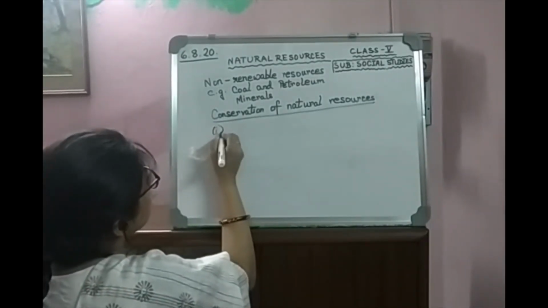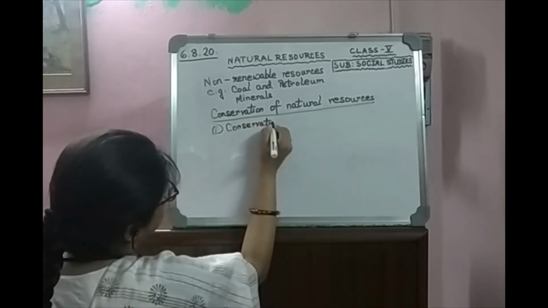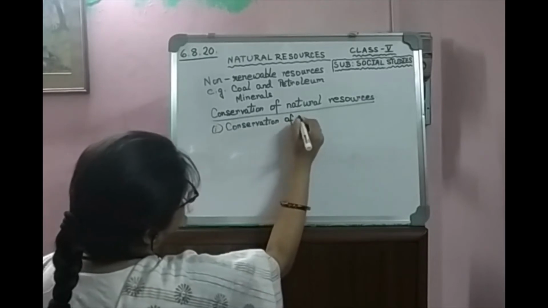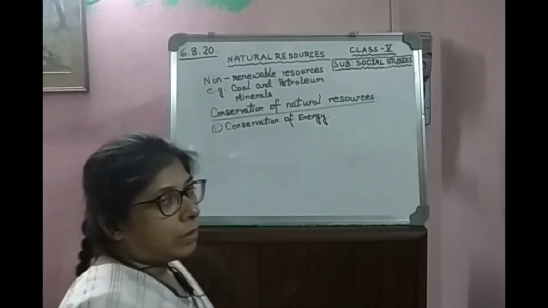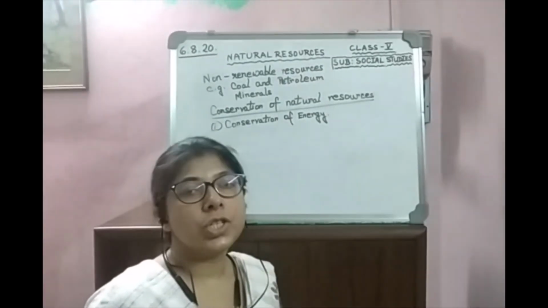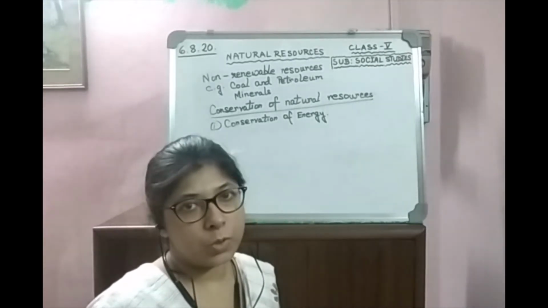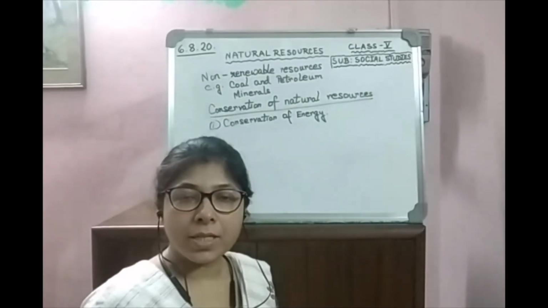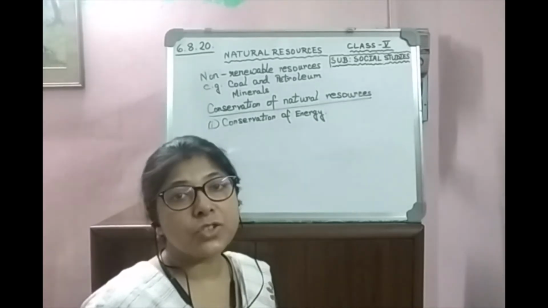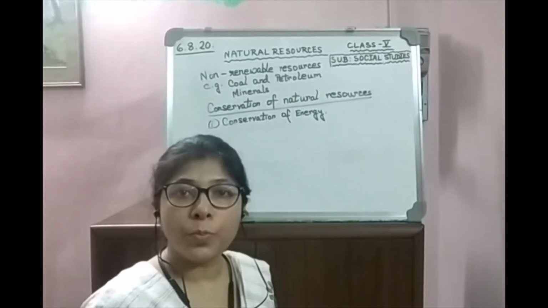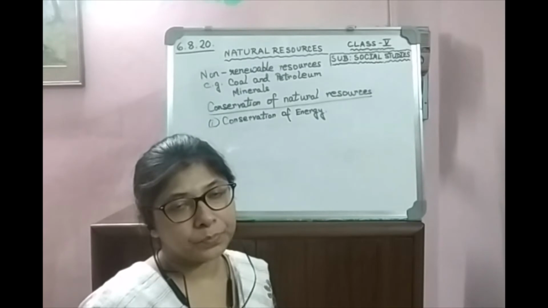Number one is conservation of energy. Conservation of energy can be done by switching off lights, fans, and other appliances when not in use. We can use a solar heater for cooking purposes. We can plant trees near our houses because trees provide us with shade and cold breeze, and we can reduce the use of air conditioners and coolers.